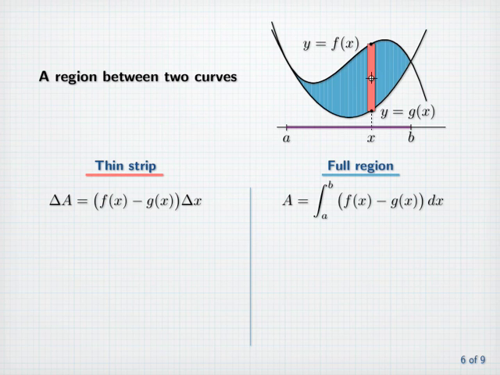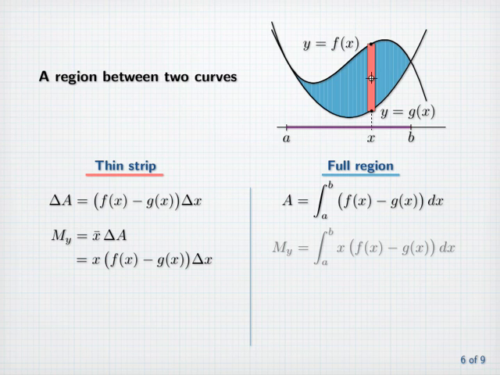The moment about the y-axis of a thin strip is x bar times the area of the strip, which equals x times f of x minus g of x times delta x. The moment of the full region about the y-axis can be approximated by summing the moments of thin strips, and in the limit as delta x approaches 0, those sums approach the integral from a to b of x times f of x minus g of x dx.